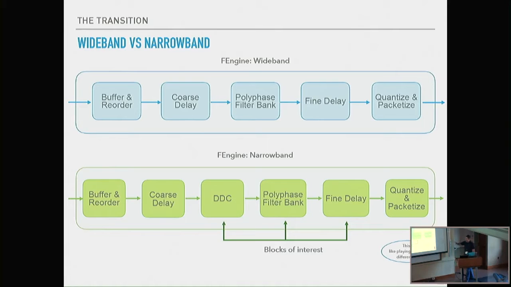If we look at the narrowband, it's essentially identical with the exception of three stages, one of which is new, which is a DDC, a digital down converter, and then our polyphase filter bank and our fine delay. And the reason I've highlighted those is this is where key changes come in. We've tried to keep the logic exactly the same where we can, so we can reuse it. It's known good, we can trust it, but there are some changes that are needed. So we're going to look at these particular blocks of interest.